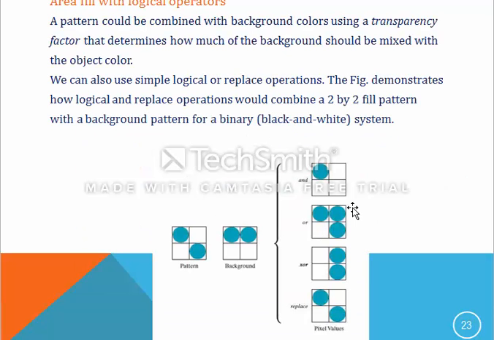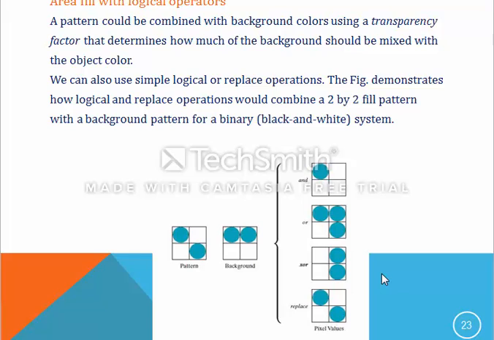We can combine a fill pattern with background colors in various ways. A pattern could be combined with background colors using a transparency factor that determines how much of the background should be mixed with the object color, or we can use simple logical or replace operations. The figure demonstrates how logical and replace operations would combine a 2x2 fill pattern with a background pattern for a binary system, that is, a black and white system.